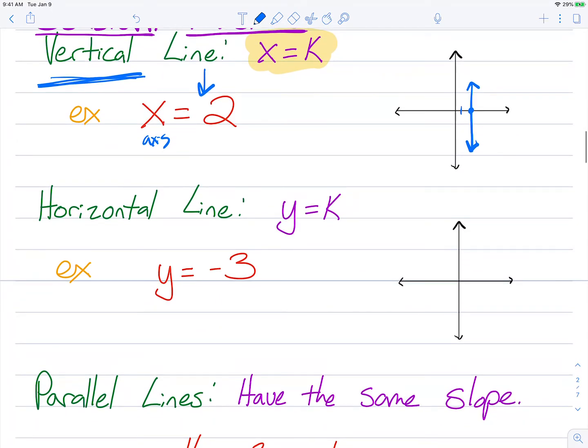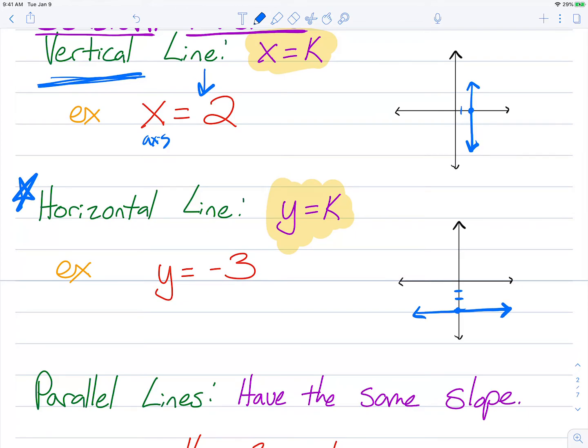Similarly, the horizontal line is in the form of y equals k, so y equals some constant number. If I wanted to graph y equals negative 3, I'm going to go to negative 3 on the y-axis, and I'm going to draw a horizontal line, the other direction, opposite of the y-axis, and it goes straight across, and you're done graphing.